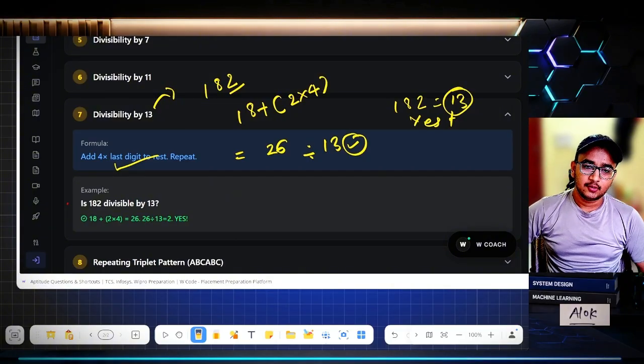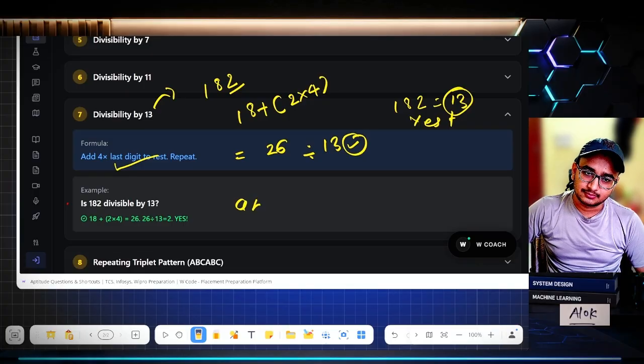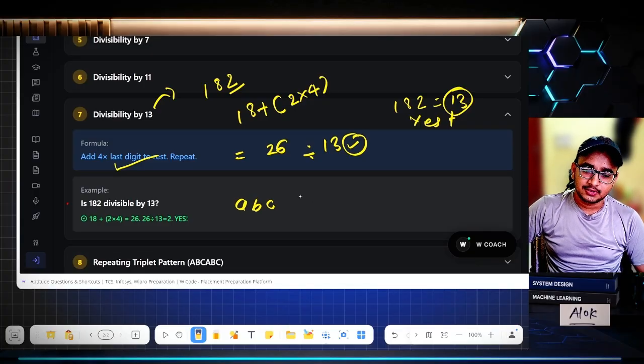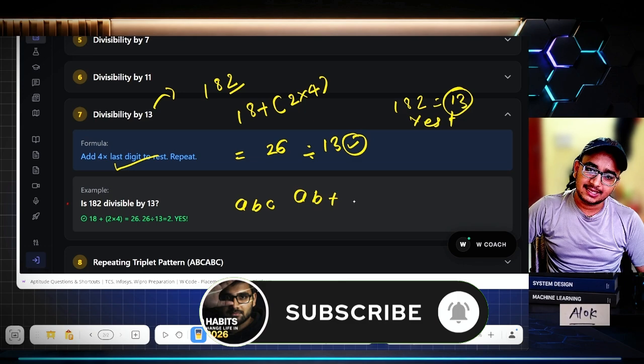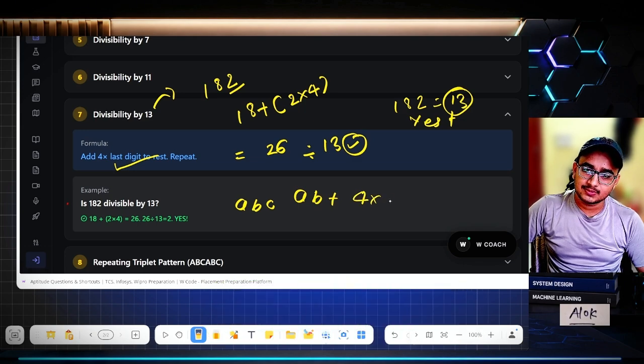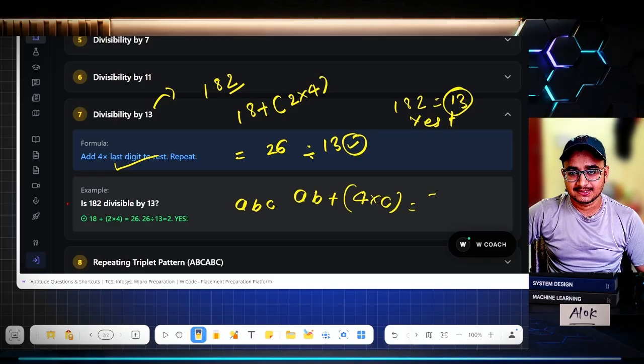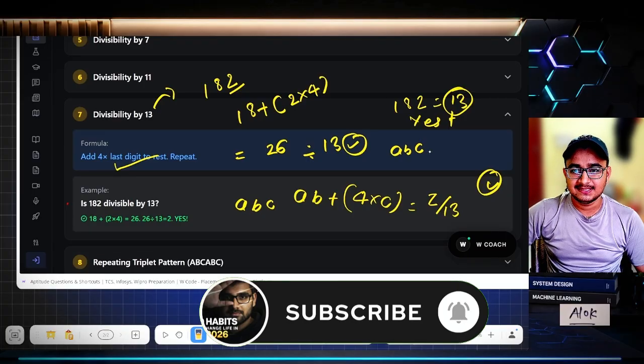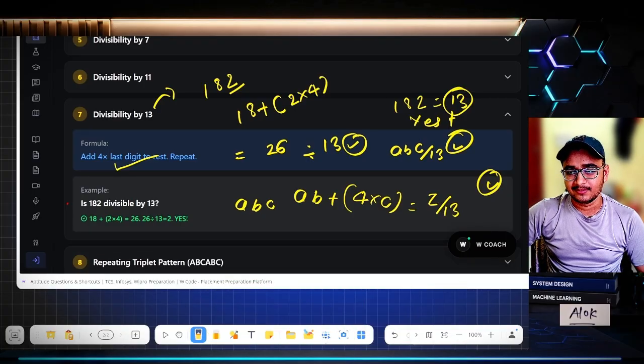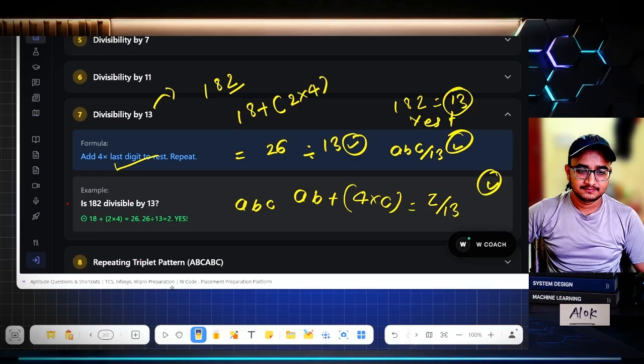Let me repeat it again. What you have to do, you have given a number. Let us assume ABC is the number. You have to add AB, then plus 4 into C. Then we will get a value, like we got Z. Will Z be divisible by 13 or not? Yes, guys, it is divisible by 13. That means ABC is also divisible by 13. I hope you got an understanding over the topic.